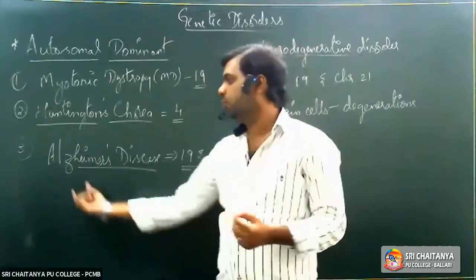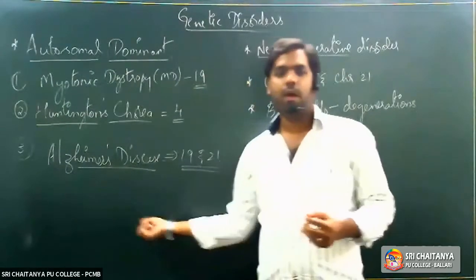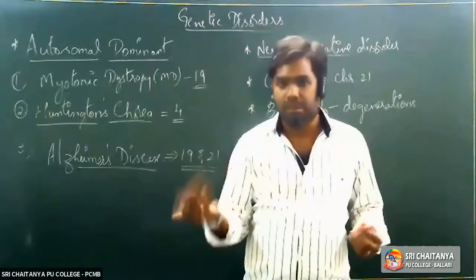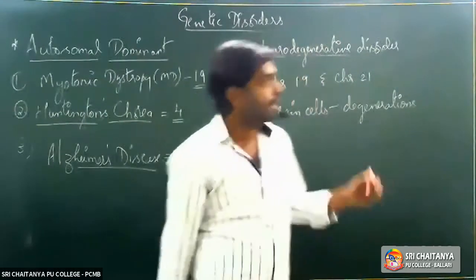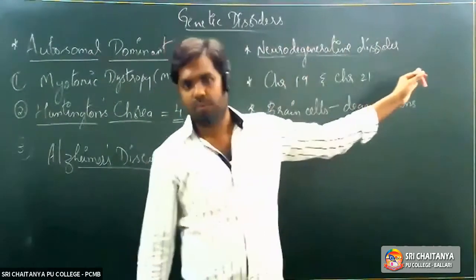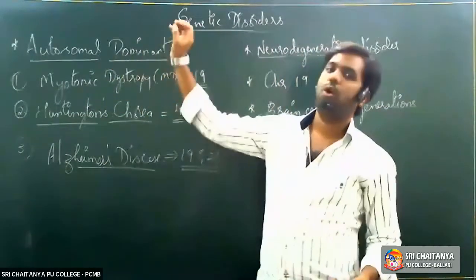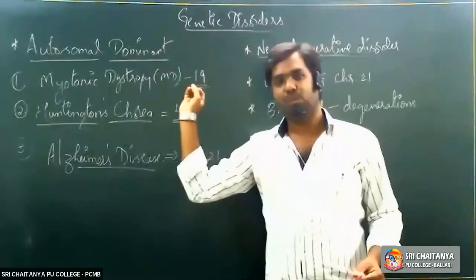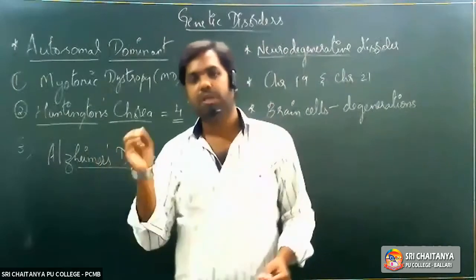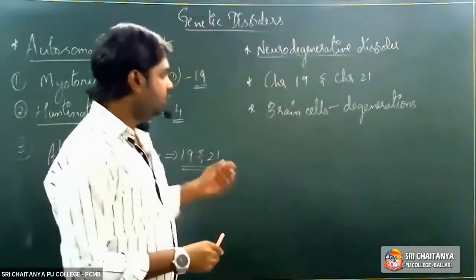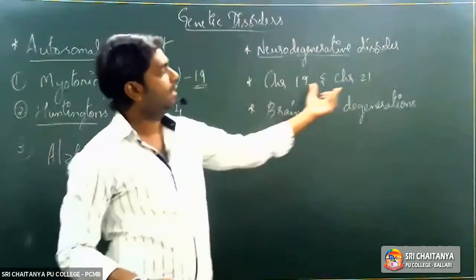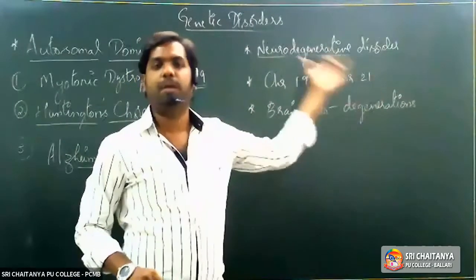The third condition we saw is Alzheimer's disease. I told you that it is an age-related disorder, and it is also called a neurodegenerative disorder. So this condition is also because of an autosomal dominant mutation. Right? And here the mutation is seen in two genes, one gene located on chromosome number 19 and the other gene located on chromosome number 20.